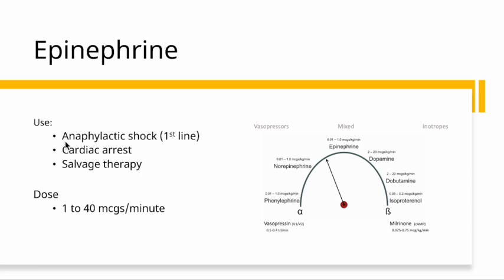All right, so what about epinephrine? So the main uses for epinephrine are in anaphylactic shock, in cardiac arrest, so you'll see this used in codes, as push dose, or as salvage therapy, meaning third line therapy. For example, in septic shock, epinephrine is sometimes used as the third line after vasopressin.